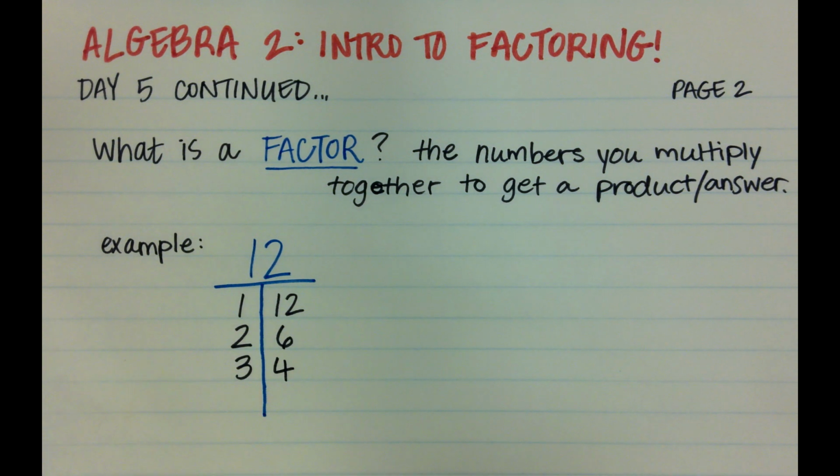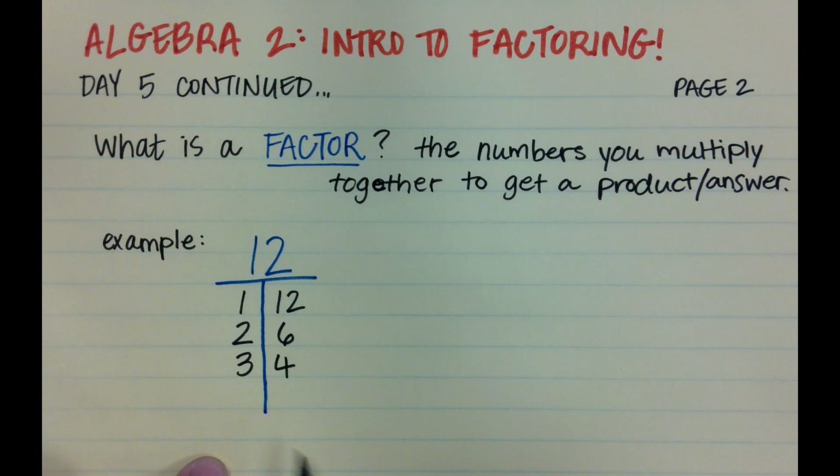And then if we go any further, we're just going to get the opposites of these. 4 times 3 is 12. 5 can't be used because it doesn't fit into 12 equally. Then 6 times 2. 7 doesn't fit. 8 doesn't fit. 9 doesn't fit. 10 doesn't fit. 11 doesn't fit. 12 times 1. We fall right back into the same thing all over again. So here are our positive factors.